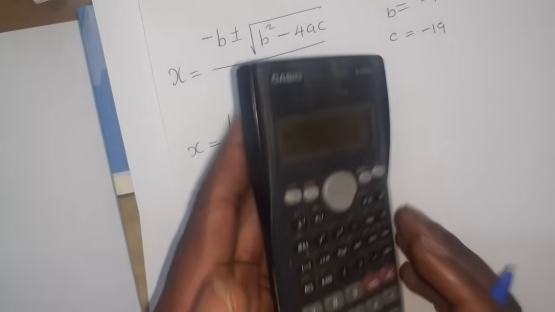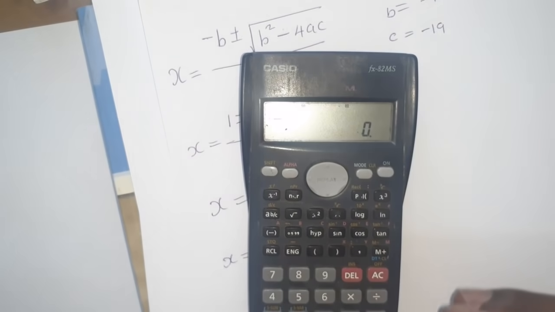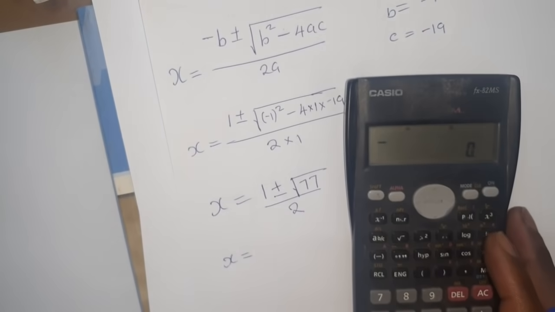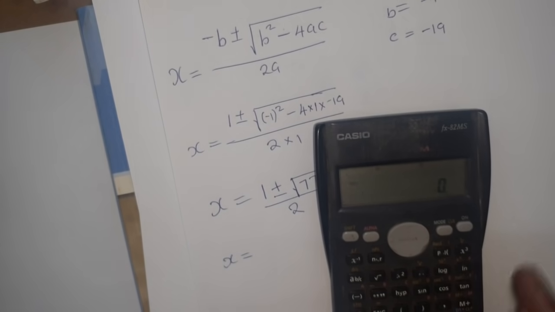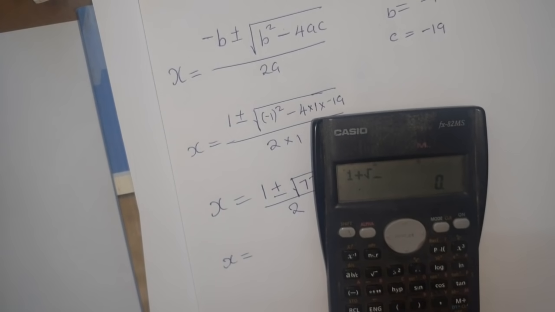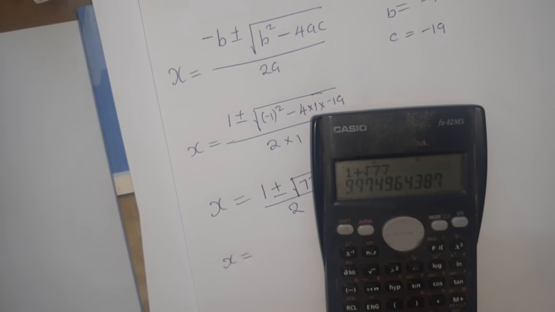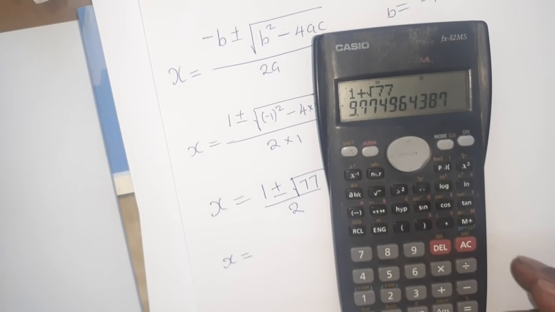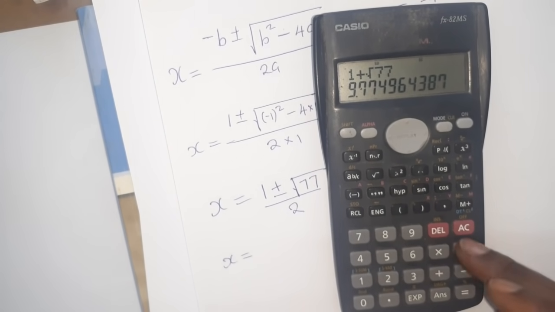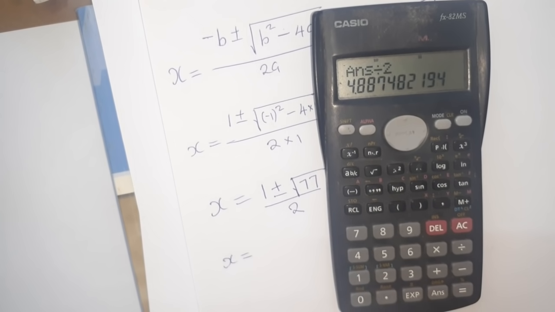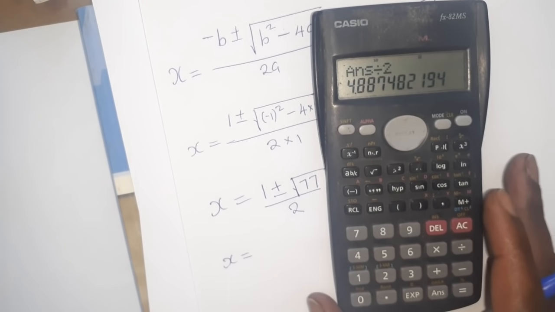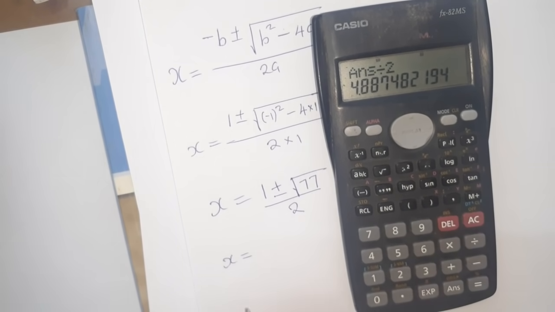this is what you are supposed to do. Okay, here is our calculator. This is what we are supposed to do. So we say 1 plus the square root of 77. Have you seen that answer? Okay. Then you divide this by 2, divided by 2, which is the denominator there. What are you getting? That is what is going to be one of the values of x.